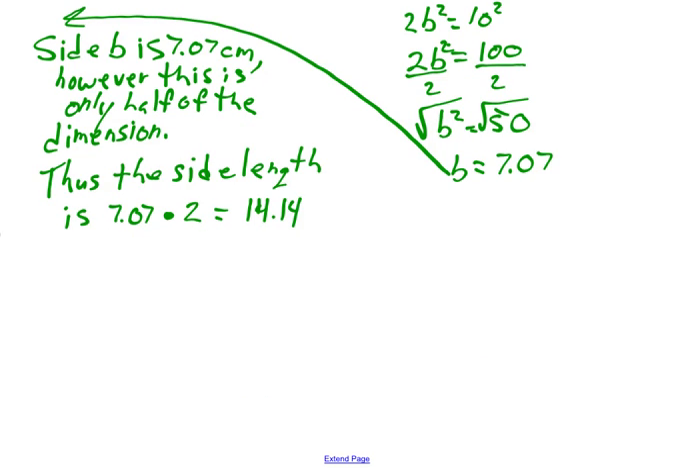So, if you were to draw your square, you would say that is 14.14 by 14.14. And that's how you figure out the biggest square that would fit inside of a circle.